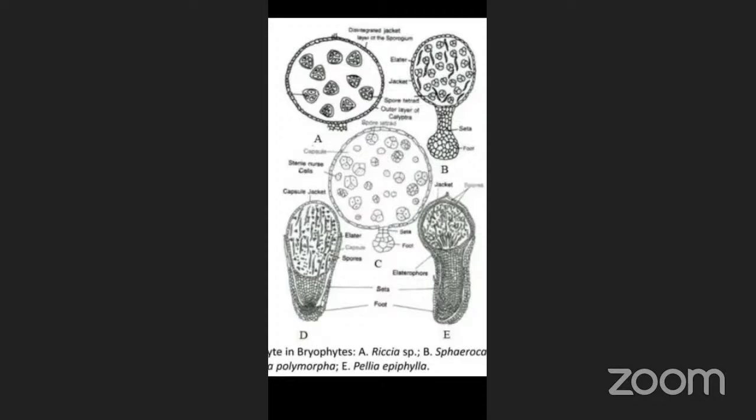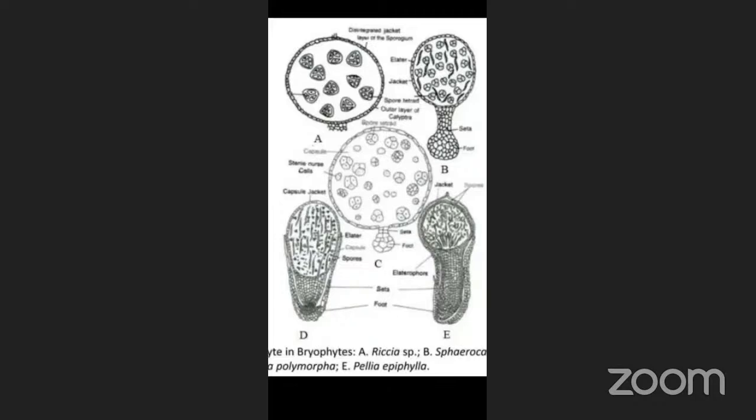Progressive elaboration and complexity, development of the complexity. Gradually, it is elaborated. Based on this one, Riccia is the simplest sporophyte and the well advanced sporophyte is Funaria.